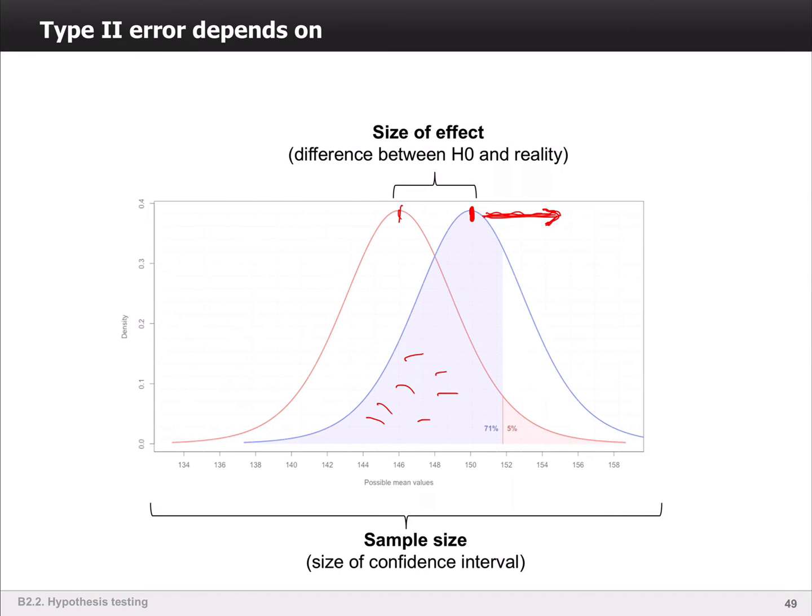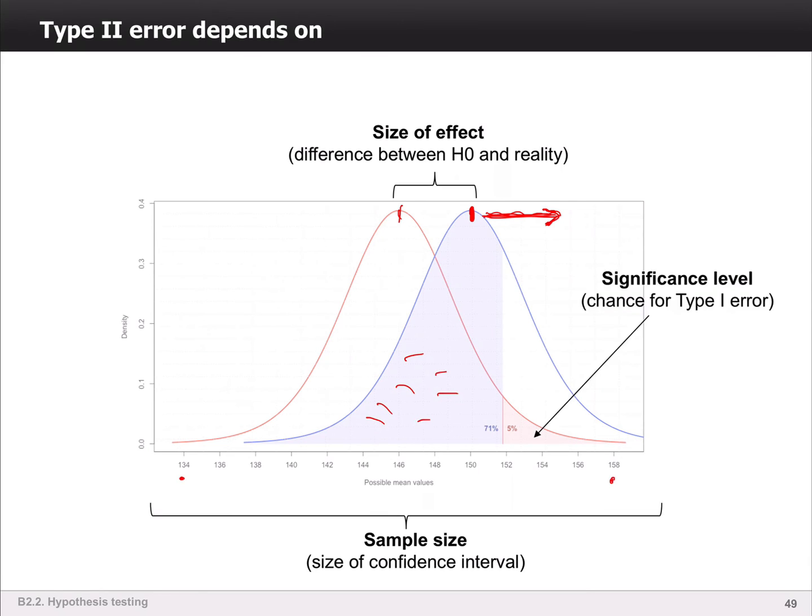In our case, the confidence interval is pretty large, right? For example, for our null hypothesis, the sample average can be somewhere between 134 and 158. It's a pretty big uncertainty. Of course, if you change the sample size and take a larger sample, this uncertainty will be smaller. So the width of both curves will be smaller, and therefore the blue area, the type 2 error, will be small. Okay, so sample size also influences type 2 error.